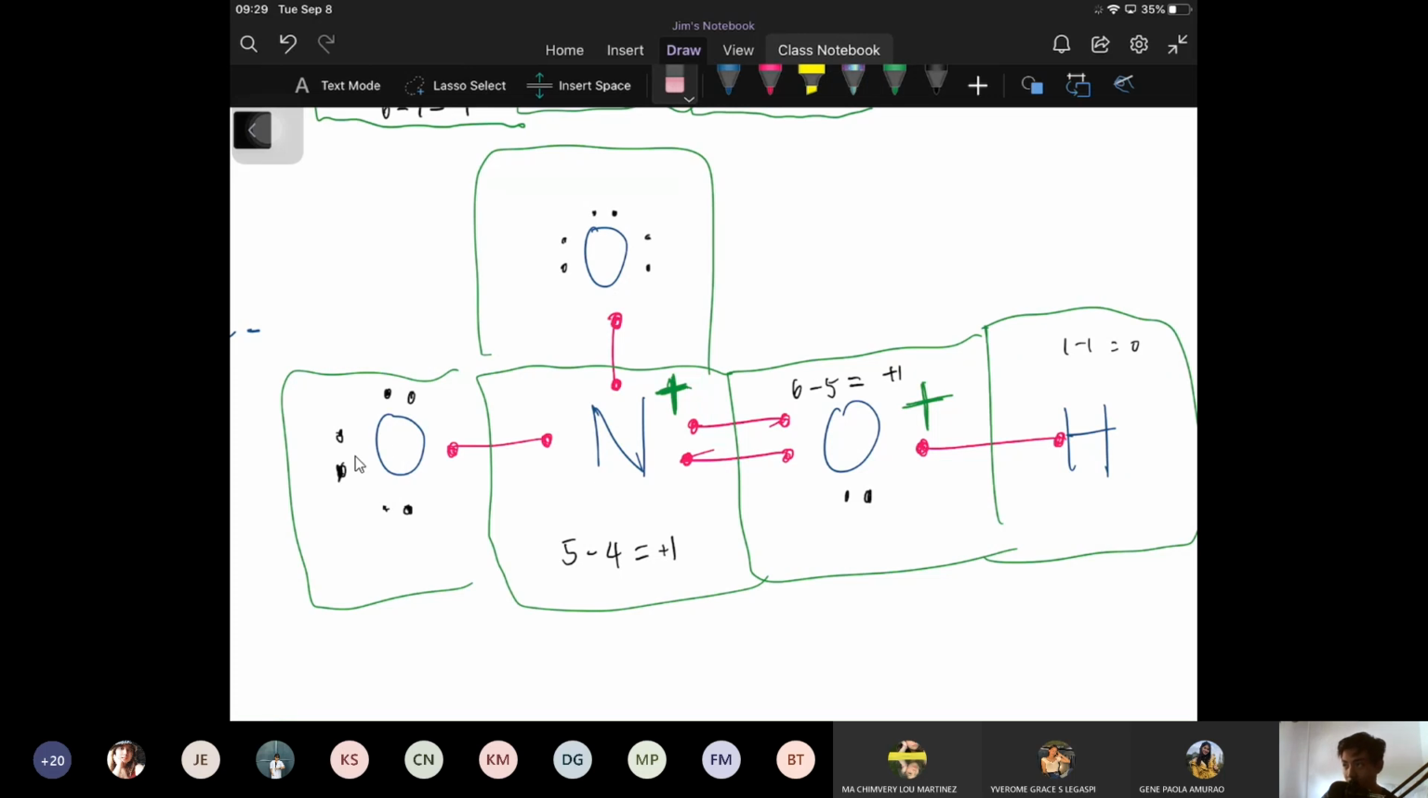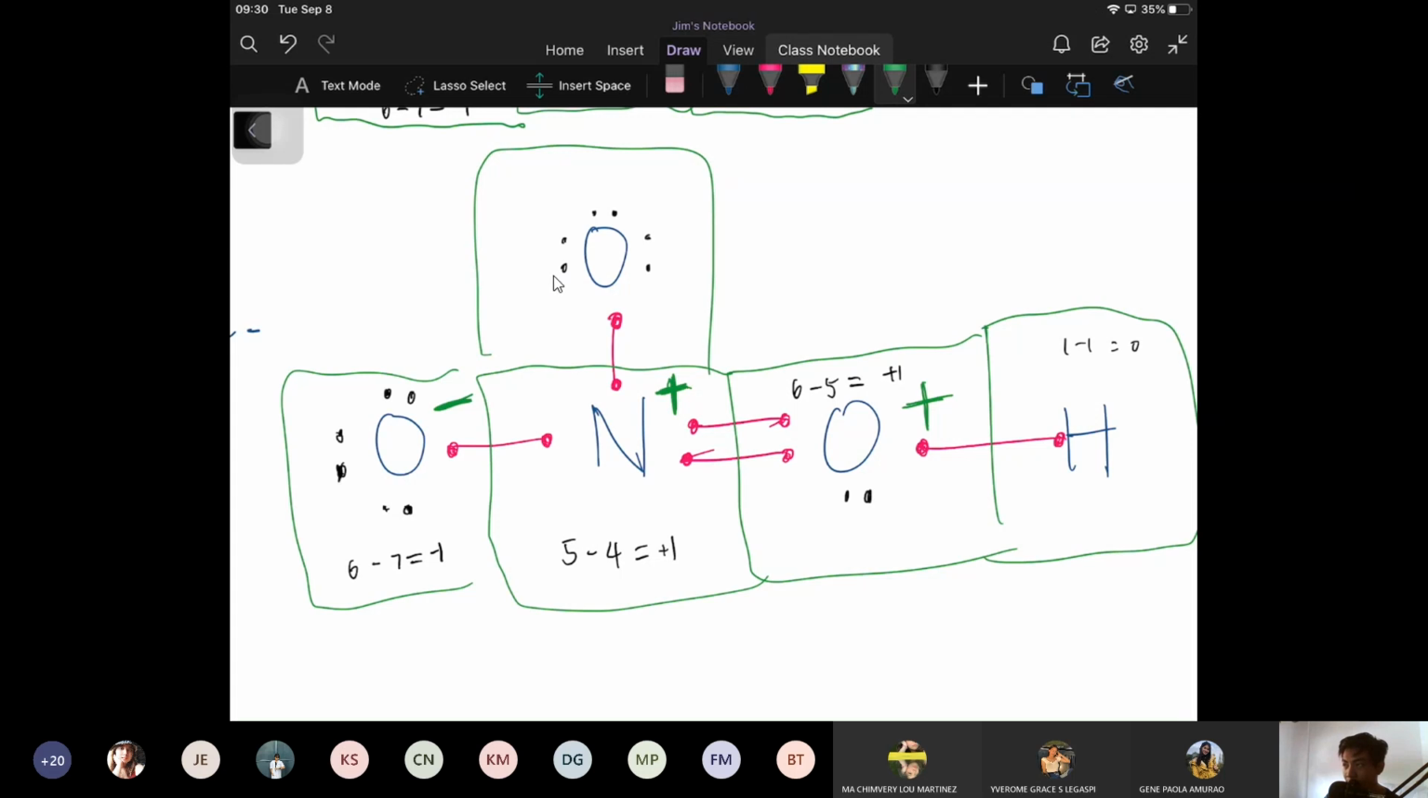Okay, for oxygen, negative 1. Because 6 minus 7 is negative 1. The 6 comes from the valence electrons of oxygen, and there are 7 dots around the oxygen: 1, 2, 3, 4, 5, 6, 7. So 6 minus 7, negative 1. That means oxygen will bear a negative charge.